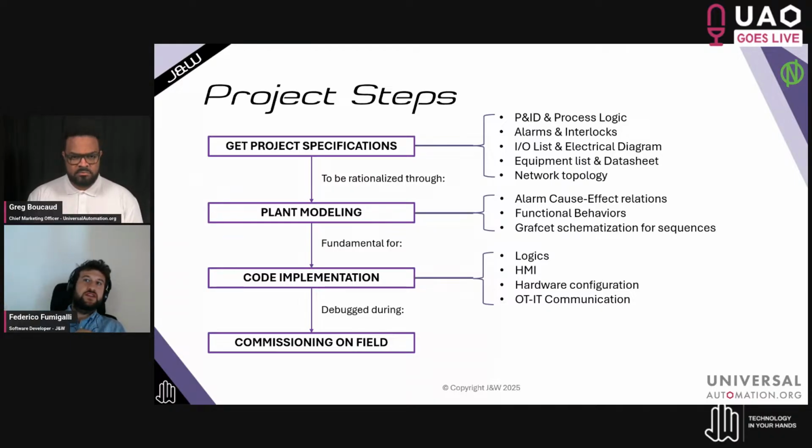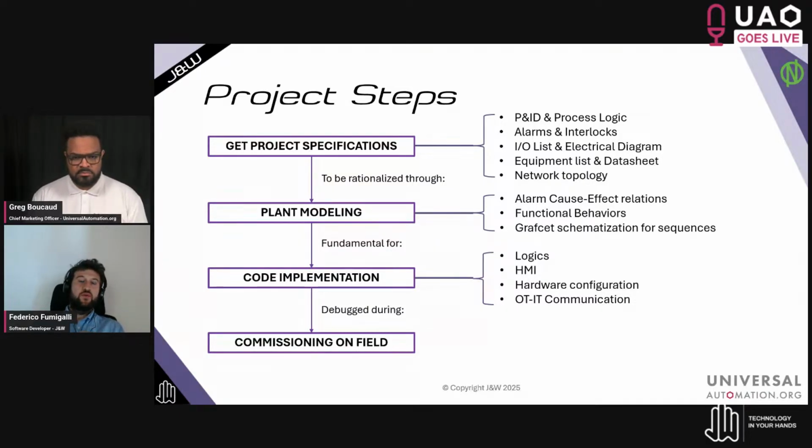First of all, we get the specification from the customer. We want to have the P&ID, process logics, the information about alarms, interlocks, IO list, and electrical diagram. We want to know the equipment list we have to use, and the network topology.